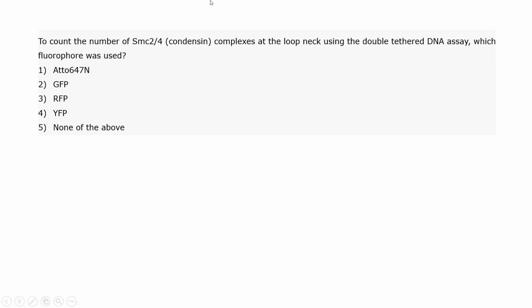Okay, coming on to the next question. To count the number of SMC 2 or 4, that is, the condensin molecule complex, at the loop neck using a double-threaded DNA assay, which fluorophore was used? Atto 647N, GFP, RFP, YFP, or none of the above. It is in the third lecture video: which type of fluorophore was used to count the number of condensin complexes in the loop extrusion process. Yeah, I'm getting option number 1. Any other option?